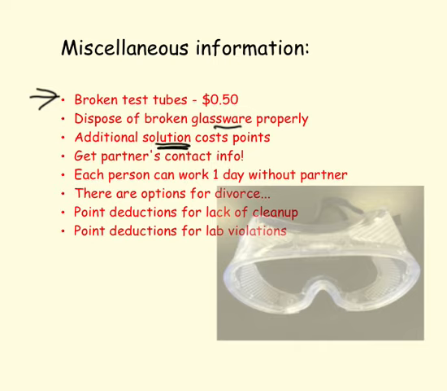Solution. You're given 6 milliliters of your known and 6 milliliters of your unknown. If that's not enough and you need more, it means you made too many mistakes, so it's going to cost you some points. Also, as you're going through this, make sure you get your partner's contact information. It's really frustrating for somebody to be ready to work, but their partner's not there. Maybe they even gave their partner all of the information on their lab. That can be really frustrating.